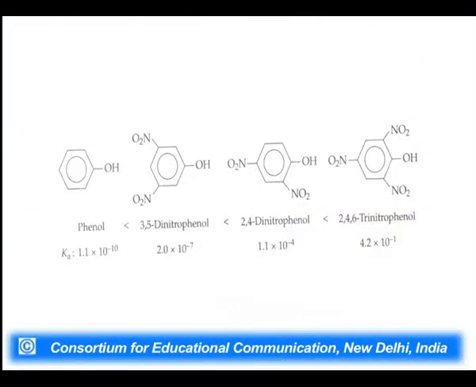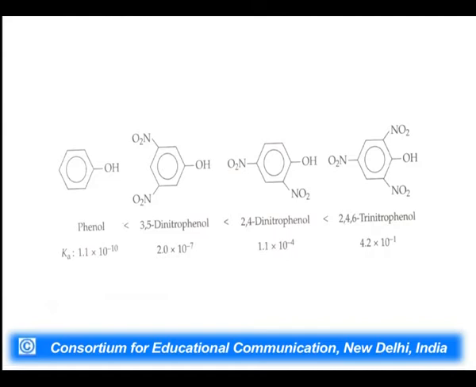And since conjugation is not possible, what we find here is it is stabilizing the phenoxide ion only because of minus I effect. Whereas if it is present at ortho and para positions to the OH, it stabilizes the phenoxide ion because of minus I effect as well as minus R effect. And this 2,4-dinitrophenol is more acidic as compared to 3,5-dinitrophenol.